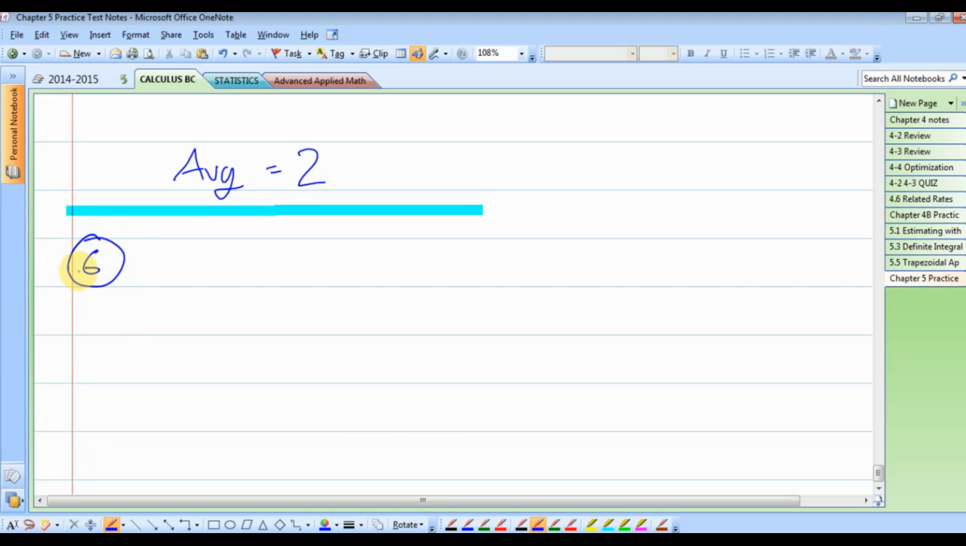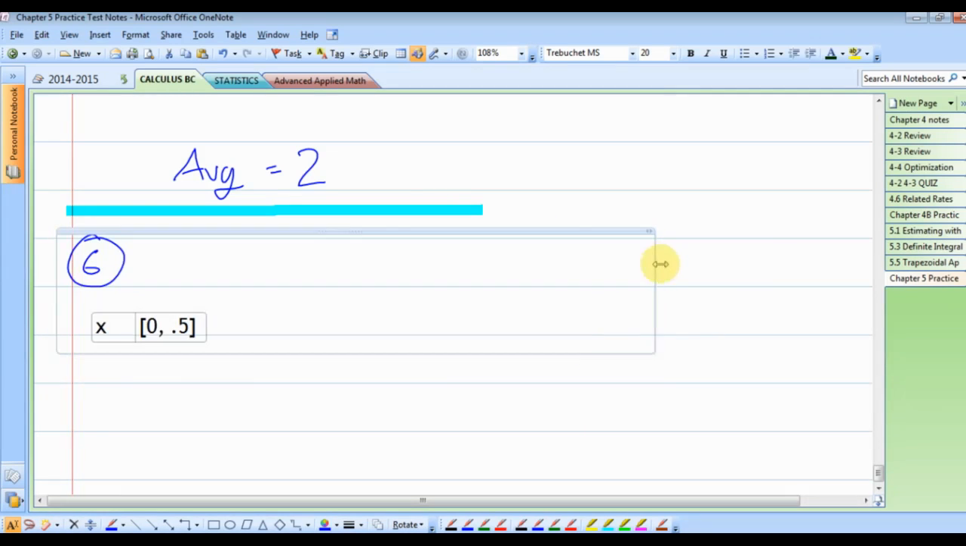Okay, number 6. Wow. We got this table. And we're supposed to approximate the area using a right rectangular approximation method. Let's make a table, huh? Here we go. X. What's my first interval? 0 to 0.5? What you doing, brah? Yeah, I'm making a table right now just to organize my thoughts.